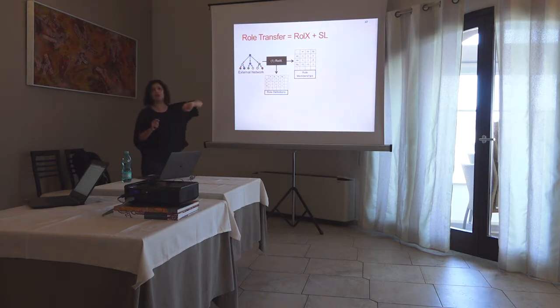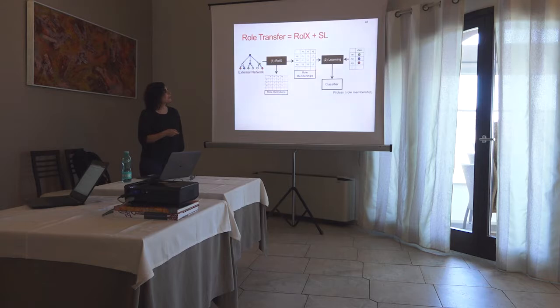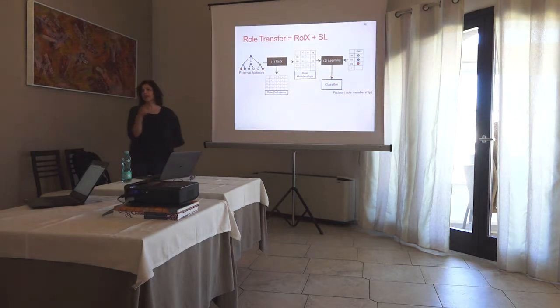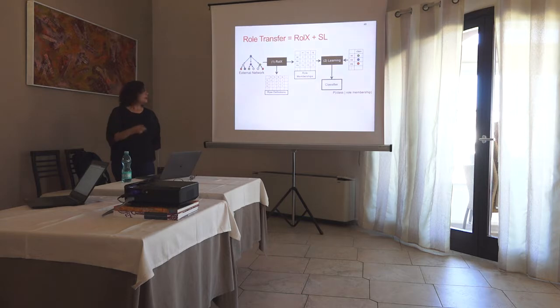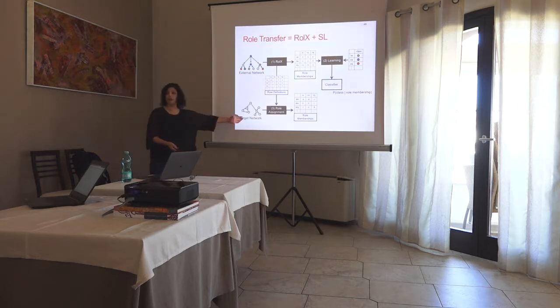You send this through the role discovery. You get your role memberships. So these are my nodes, these are the roles, this is how much they belong to the different roles, and these are my role definitions. And because I have classes, and now this is the traditional machine learning feature table, I can feed it to any classifier, right? Naive Bayes, support vector machine, whatever you like. Now you come and you give me another network, right?